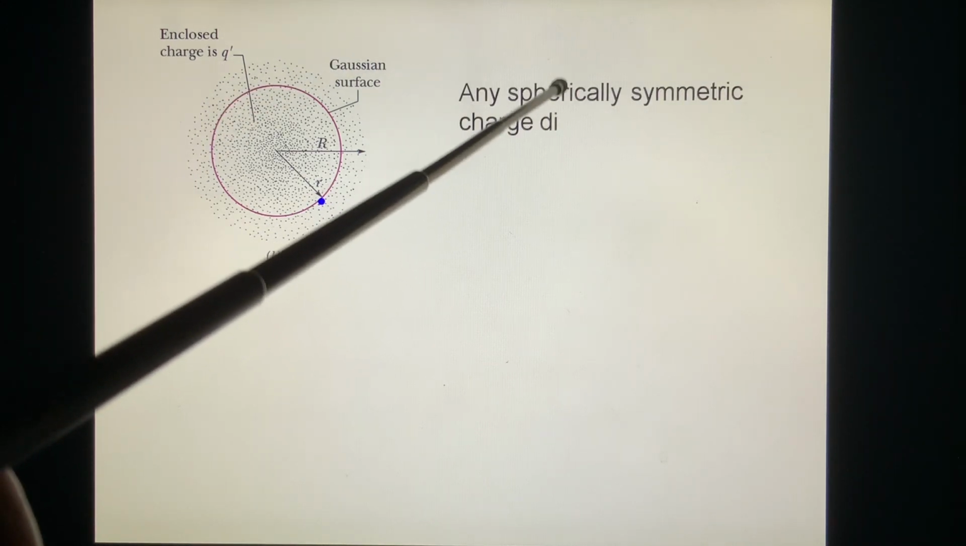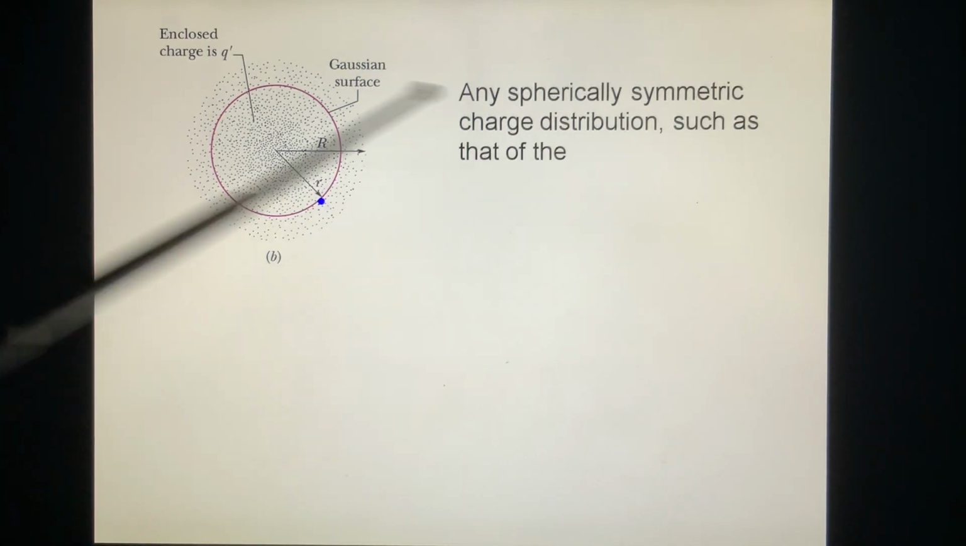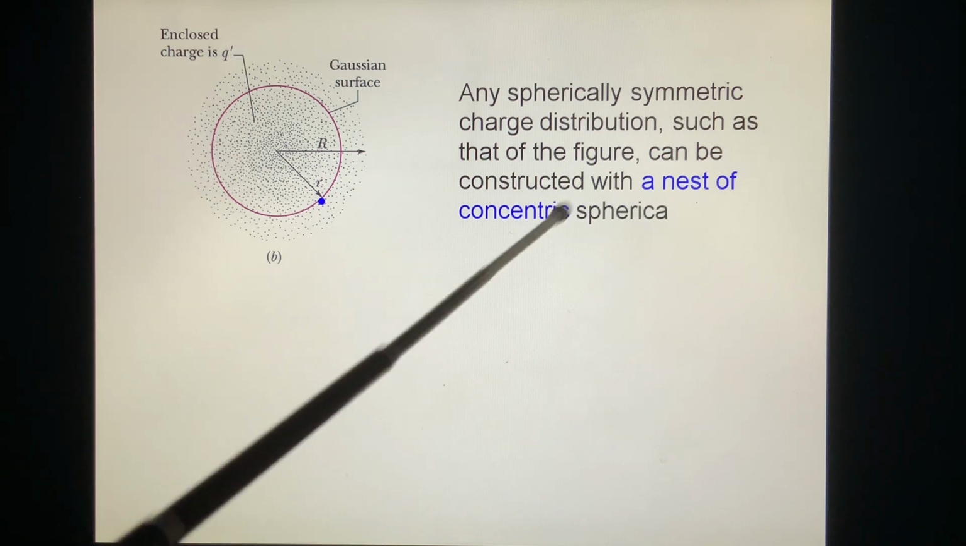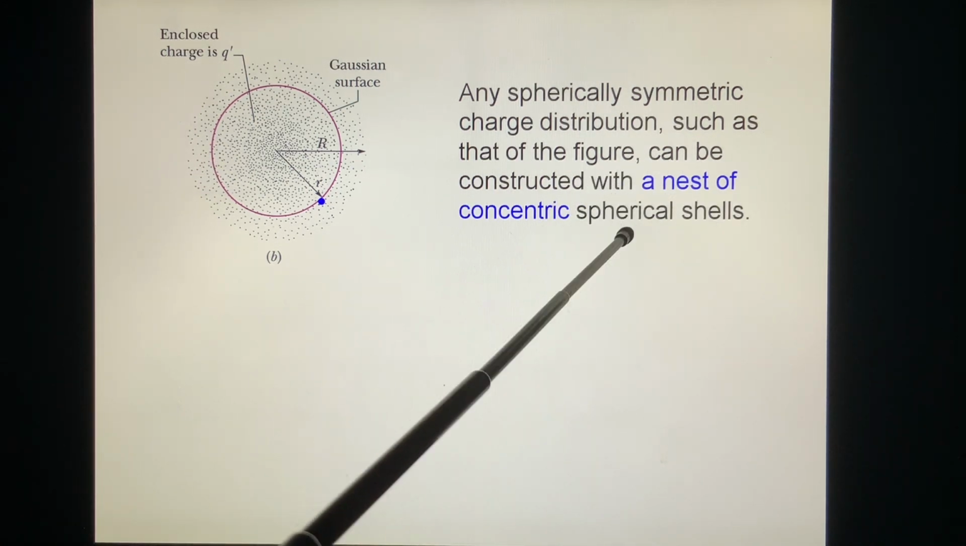Further, if this is not uniformly distributed, that's what we should consider. We want to find the case with spherical symmetry. What does it mean? The charge density rho is a function of r. If we want to find the electric field at this point with distance r to the center, what we do: any spherically symmetric charge distribution, such as that of the figure, can be constructed with a nest of concentric spherical shells.